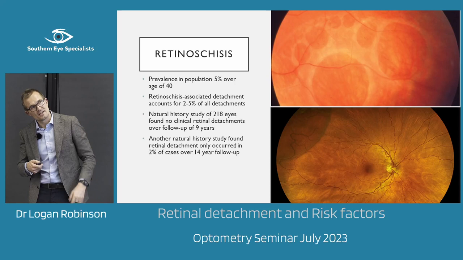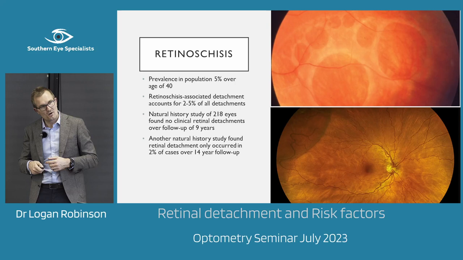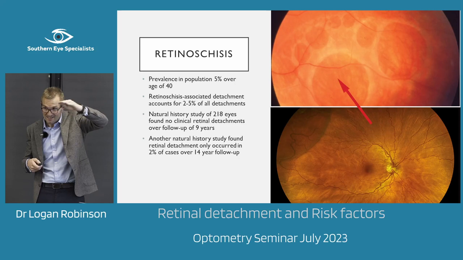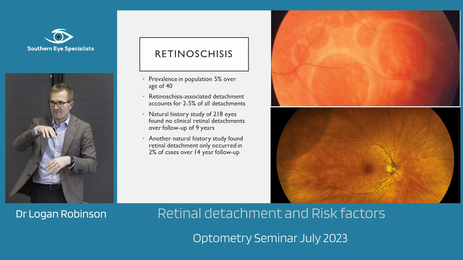And to get a true rhegmatogenous detachment, so a full thickness break, you have to get a little hole in this part and have one of these, so that the vitreous fluid can go through the little hole in the inner leaf and then go deeper down into this hole and then go under the retina. It's kind of a circuitous path to go.